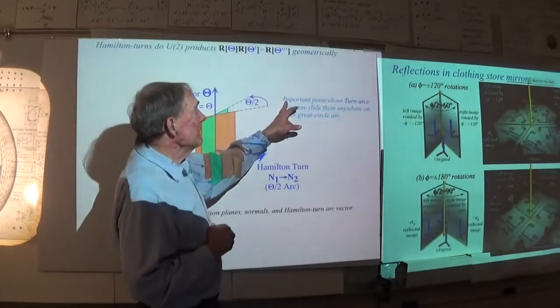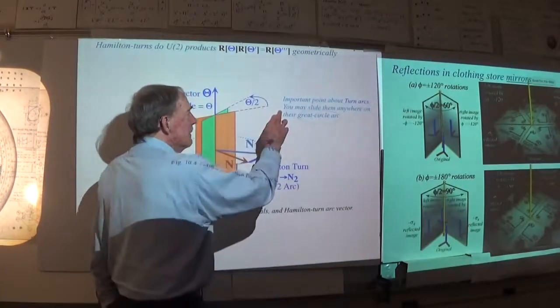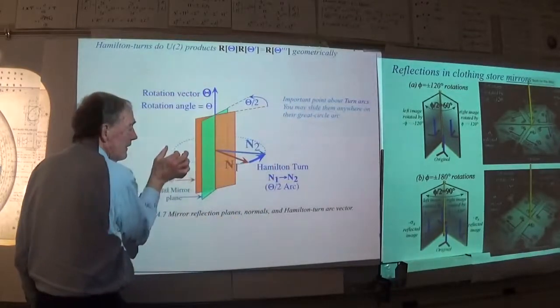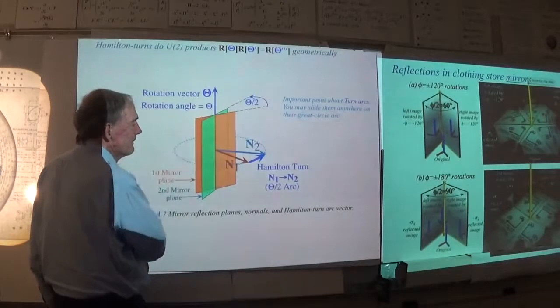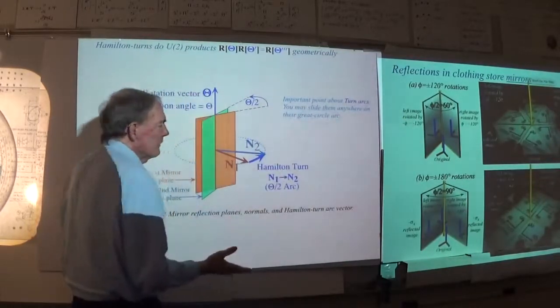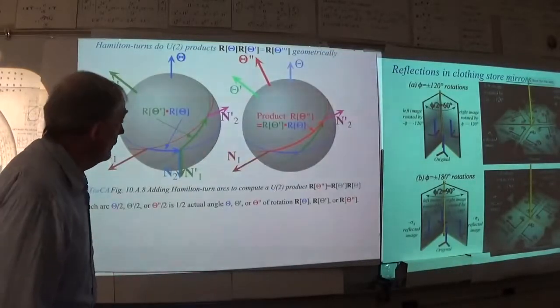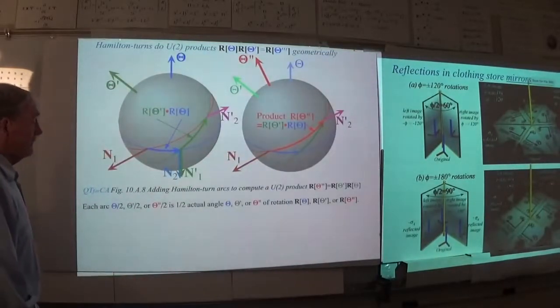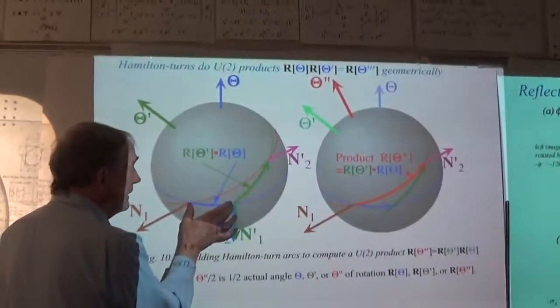Now the other important point is that Hamilton's turn arc, you can slide it anywhere. I mean, it's always going to be theta over 2. You put it anywhere you want. Okay, now why would you want to do that? And that's the real rub here, is when we do two of these together. Okay? So I do a turn arc here, okay?